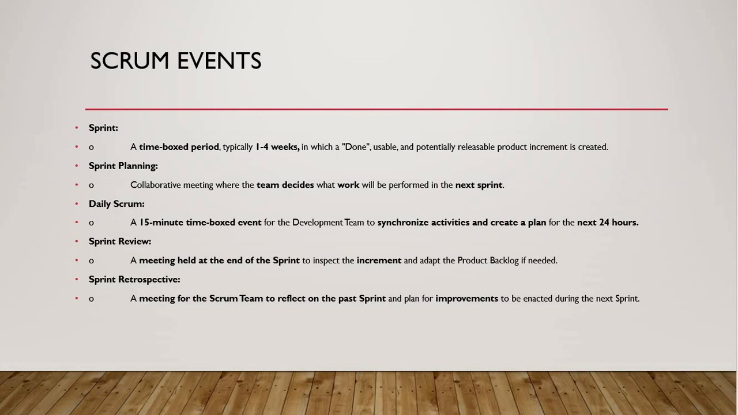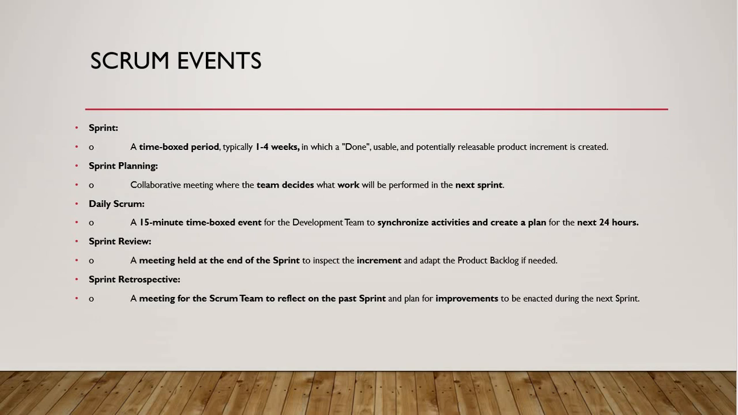And then the daily Scrum. What is the daily Scrum? A 15-minute time-boxed event for the development team to synchronize activities and create a plan for the next 24 hours. So untuk daily punya plan, 15 minit, development team akan synchronize activities. What should be done by this person, what should be done by the next person, kan?